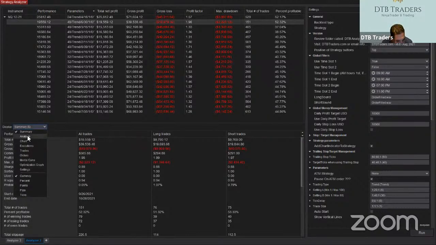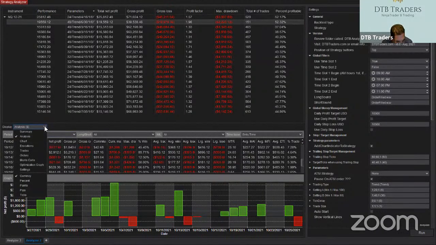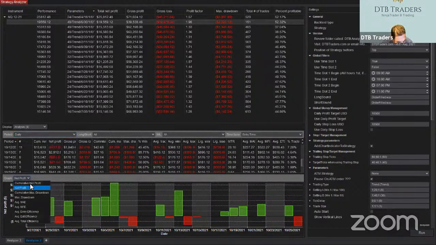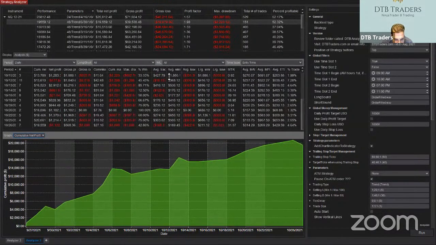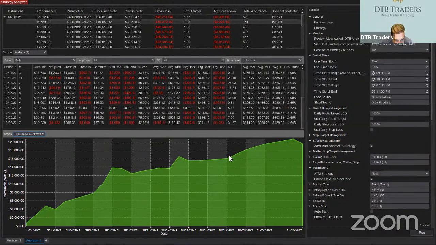If we look at the analysis and go to cumulative net profit, that is the record of it. We had a little bit of a down yesterday, but generally I've noticed that after a down comes an up, though not always. So we're going to run this today and just see how this goes on my side.